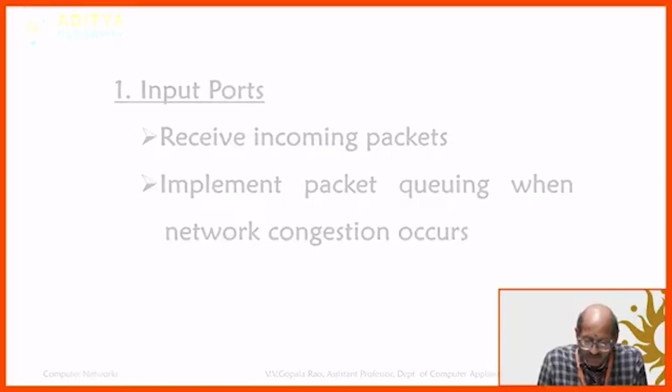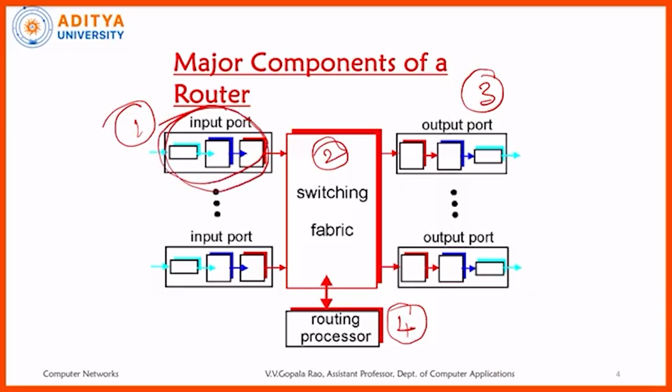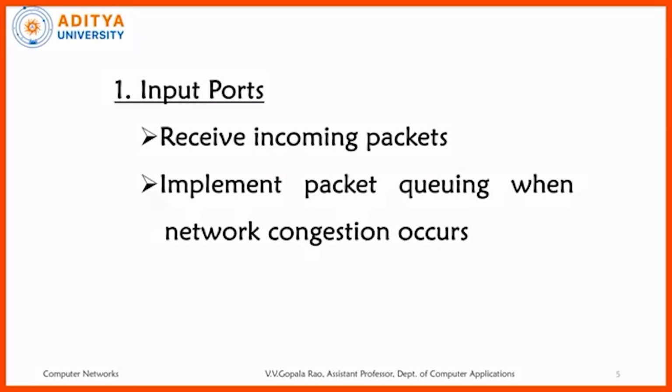If you see the figure again, the input port receives the packets from the origination of the packets. Packets are originated from somewhere, and they are placed in the input port of the router. The packets are not generated in the router. They are generated from the source and reach the input port of the router. That is why the input port receives incoming packets, and also implements packet queuing when network congestion occurs.